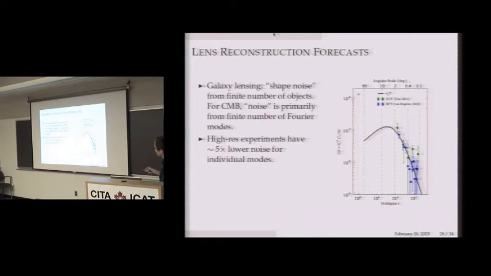So again, you have galaxy lensing shape noise from the finite number of objects that you can observe, and CMB lensing noise from the finite number of CMB modes that you can observe. So high resolution experiments like ACT and SPT have lower noise levels than Planck. But because Planck measures the full sky, the statistics are better. So if you're trying to measure something like the power spectrum at Planck noise levels, these little black boxes are the constraints that you could expect to get.